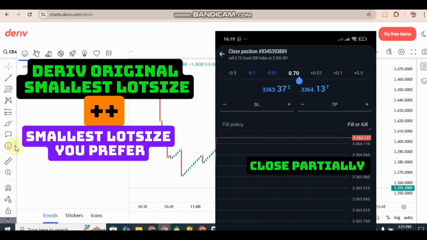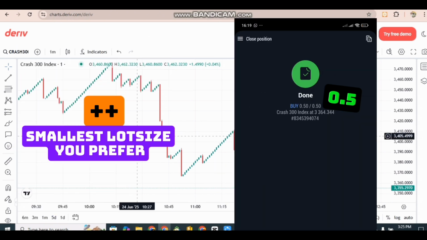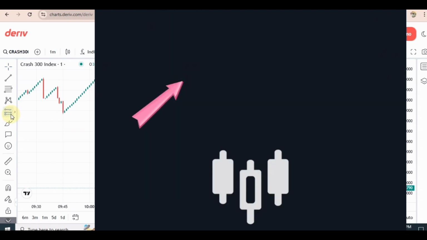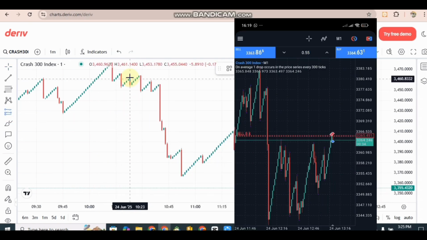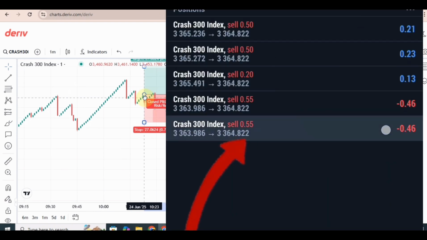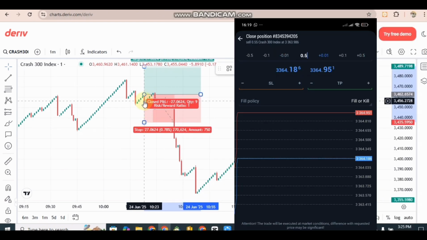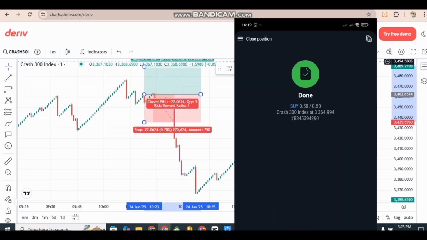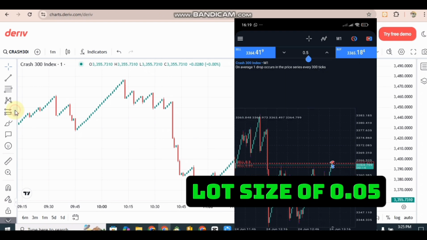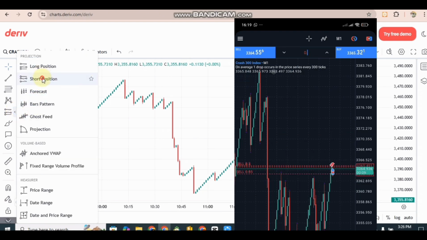So what are you supposed to do? Enter with a lot size of 0.7 and close partially 0.5. I have closed partially 0.5, and now you can see clearly I have a lot size of 0.2. Let's try with 0.55, enter a sell position, then close partially. You close partially 0.5, and now you remain with a lot size of 0.05, and you can do your risk management the way you want. And this can apply in all markets.